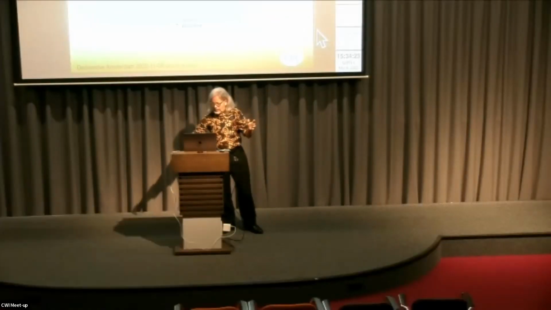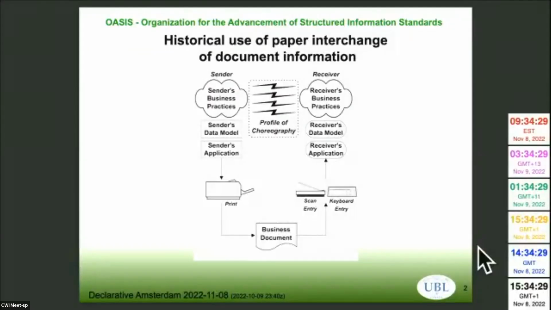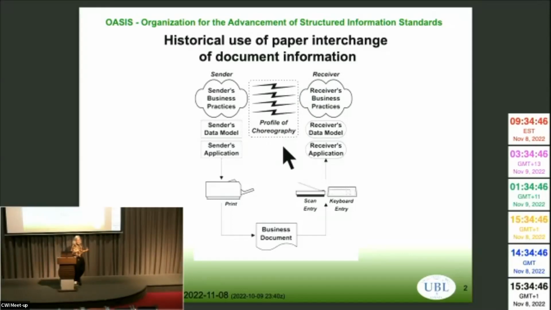And just to look at a history of e-commerce. Before there was e-commerce, there was paper commerce. And when paper commerce became computerized, the choreography of business that the world has adopted over centuries got reified in data models that were designed by senders and receivers of these collections of information: an invoice, a purchase order, a waybill. And they were computerized by applications.